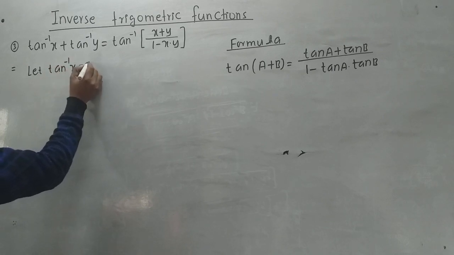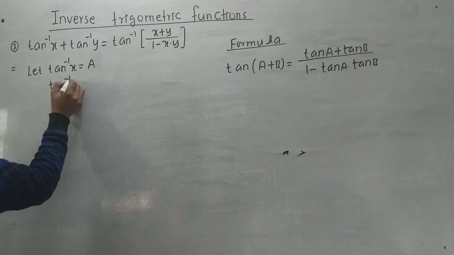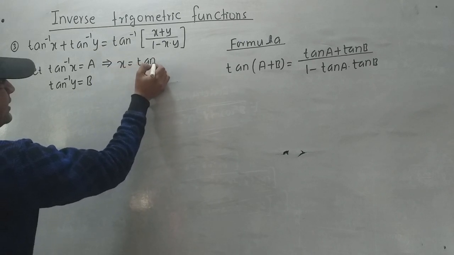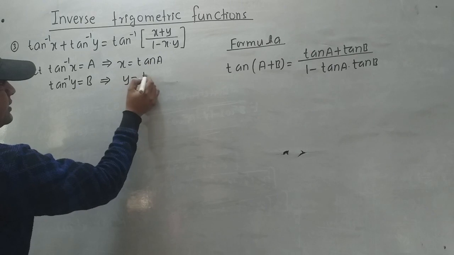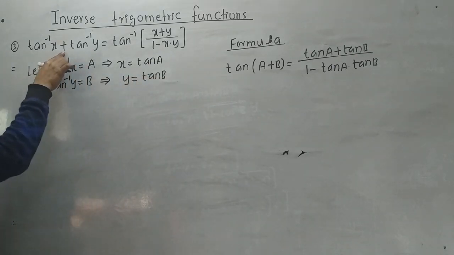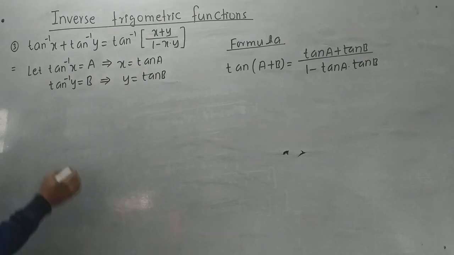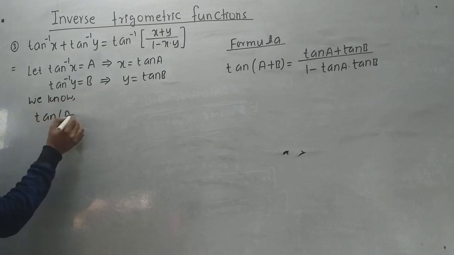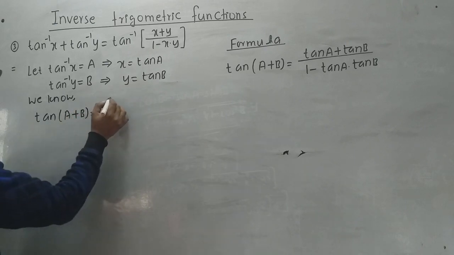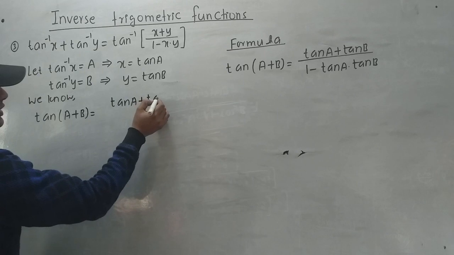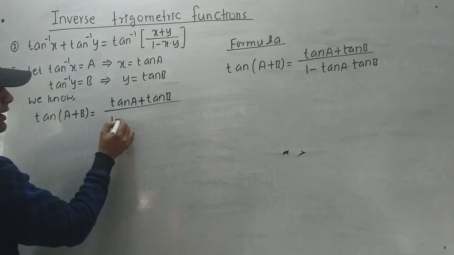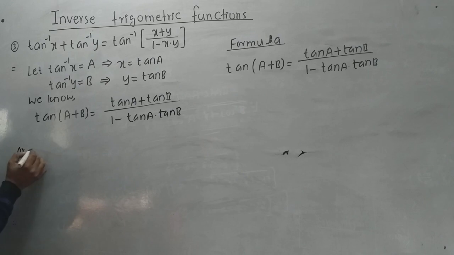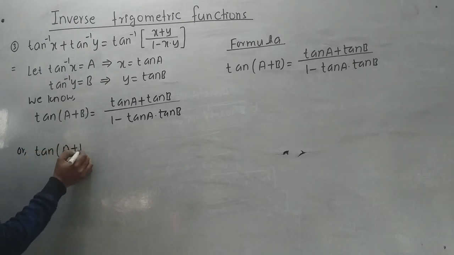So let tan inverse x equal angle A. After that tan inverse y equals angle B. So what does it imply here? x equals tan A, y equals tan B. Now here we are dealing with plus, so we need to apply the formula for tan A plus B. We know tan A plus B will be tan A plus tan B whole divided by 1 minus tan A times tan B, or here it is tan A plus B.